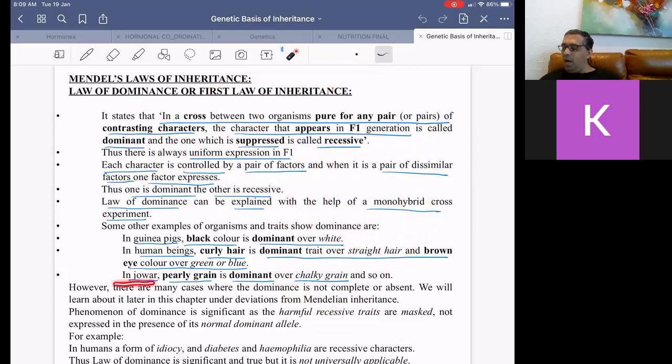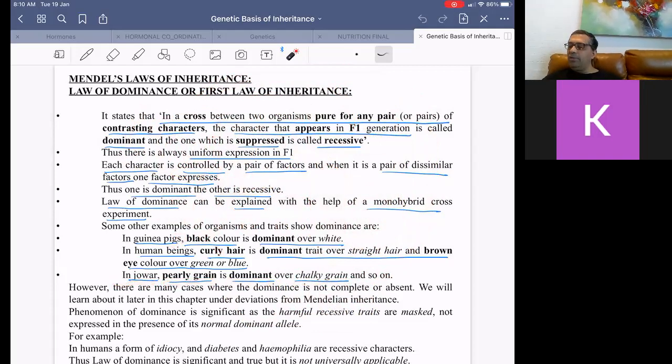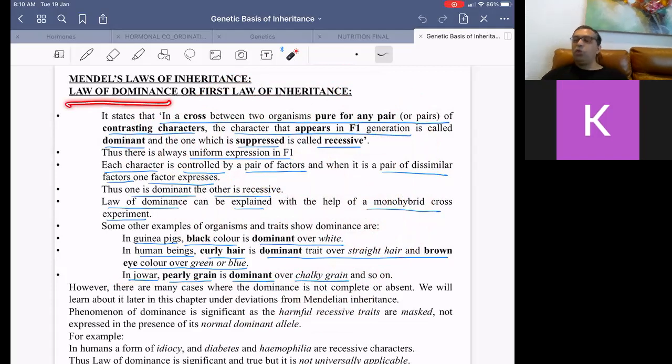And in jowar, pearly grain is dominant over chalky grain. तो shiny वाला pearly grain is dominant over chalky grain. So pearly grain, which is shining, is dominant over chalky grain. All these are examples of the law of dominance.